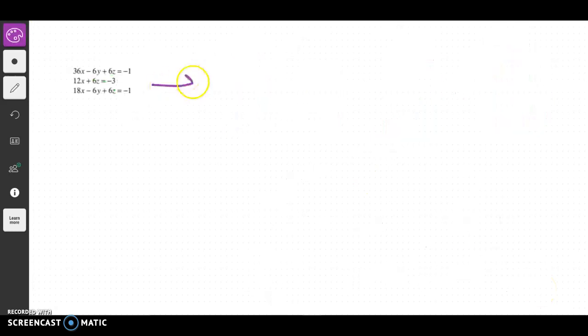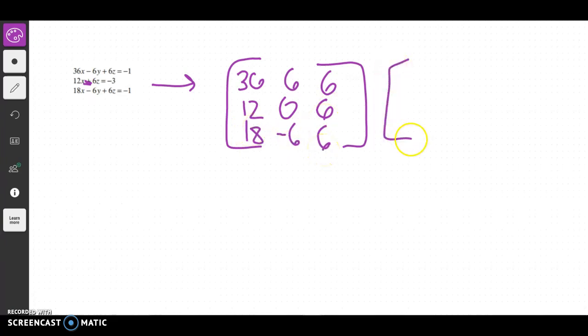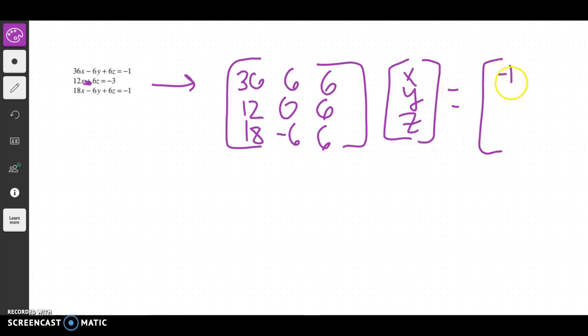Again, for this problem, my first step is going to be putting it into the different matrices. So we're going to throw this into the matrix. So we'll get 36, 6, and 6. For this one, we'll get 12, 0, because we have no y's in this case, and 6. And then 18, negative 6, and 6, times our variable matrix, which will be x, y, and z again. And that'll equal our constant matrix, which is negative 1, negative 3, and negative 1.